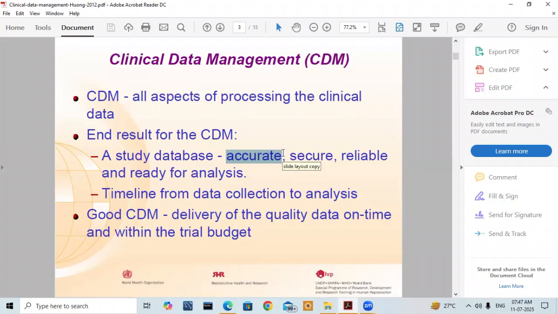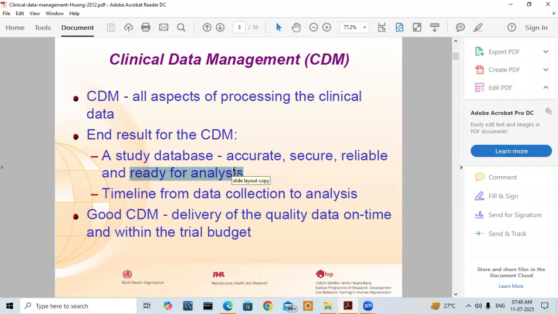See, we want it accurate, secure and reliable. Actually, we can trust the database, right? And later on, if you want the information, we can extract the information from the database for analysis purposes. See, who is doing this analysis? The statistical programmers, right? They are getting the information from the database.